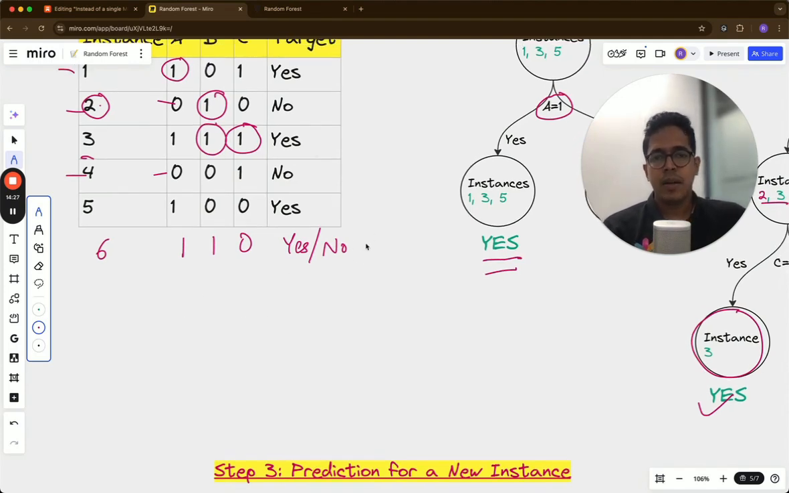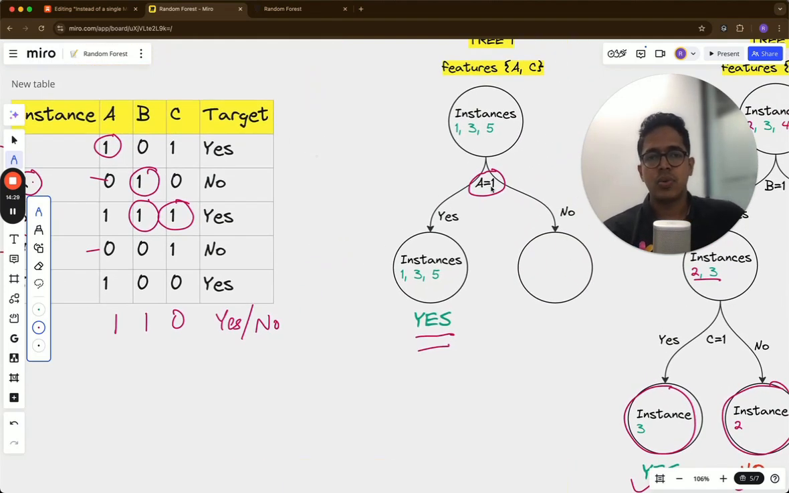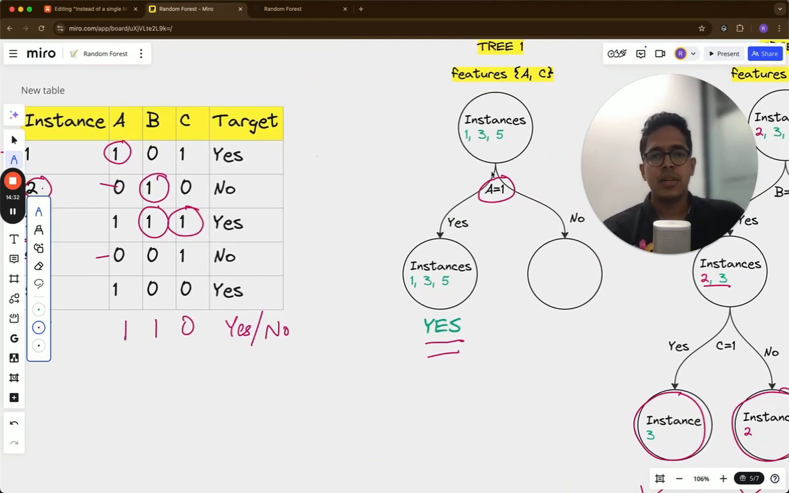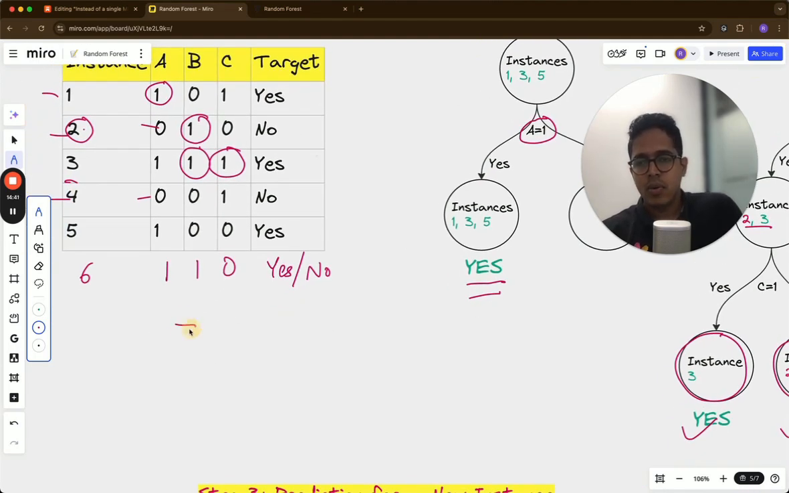Let's go through tree number 1. Tree number 1 has access to features A and C. So first it will ask whether A equal to 1 is correct or not. Is it correct? Yes, A equal to 1 is correct. And tree 1 will say it is yes. So let us write it down. Tree 1 made a prediction that it is yes.